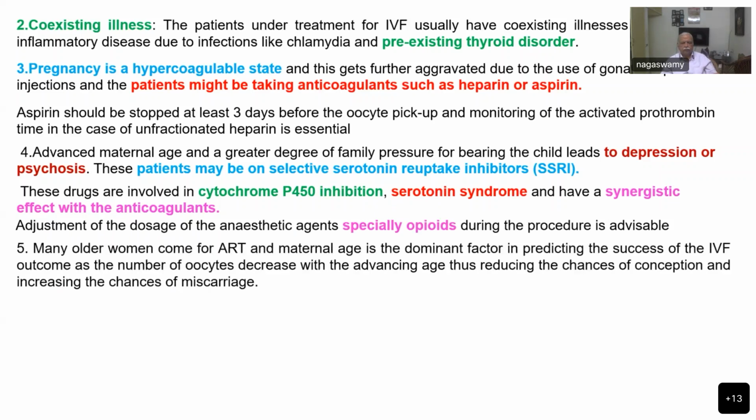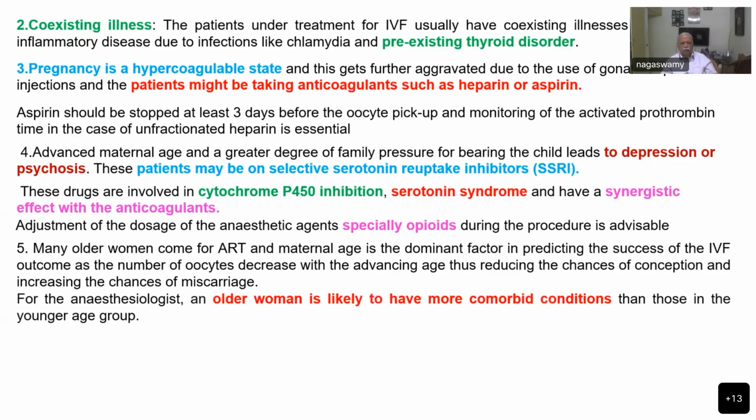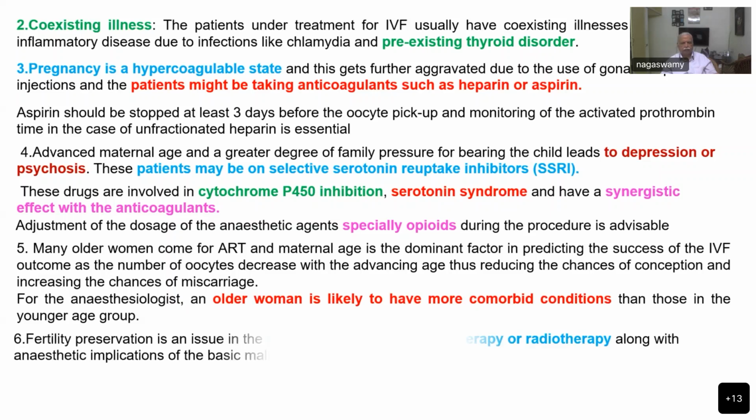Adjustment of the dosage, especially of opioids, is very much required if they are on these antidepressant agents. And the fifth point: many older women come for assisted reproductive therapy, and in predicting successful IVF outcomes, the number of oocytes decreases with advancing age. So as the woman becomes older, the production of oocytes is reduced. That is another reason for the failure of conception. And also miscarriages are more common if the mother is very aged. And for the anesthesiologist, they may have more common comorbidities like hypertension and diabetes than the younger age group patient.